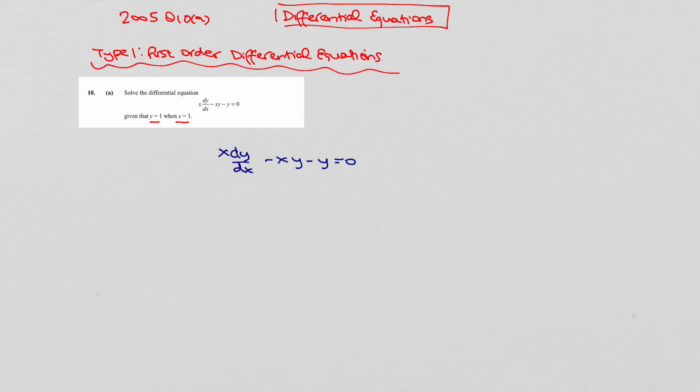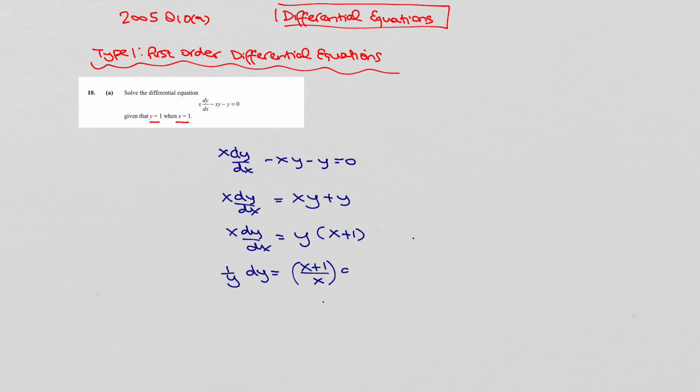So I have xy plus y, and then I can take out my y as being common, leaving me with x plus 1. And now if I divide both sides across by xy, then I will get 1 over y is equal to x plus 1 over x. And if I multiply both sides across by dx, I've now separated out my x and my y terms.